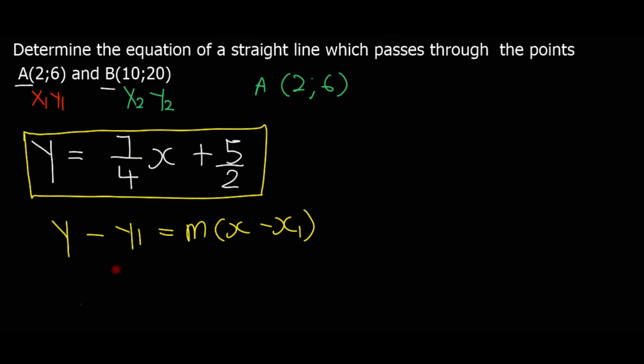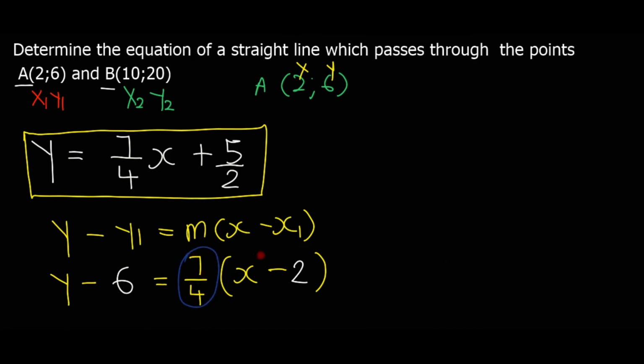So y minus y1, because this is y and this is x, we substitute 6, and then for the gradient, which is 7 over 4, and then x minus x1, we substitute 2. So this is point 2, and then from there we can solve this equation into the standard form. So the first thing, we multiply 7 over 4 with everything in the bracket. So y minus 6 is equals to 7 over 4 x, because 7 over 4 times x is just 7 over 4 x, negative 7 over 2.